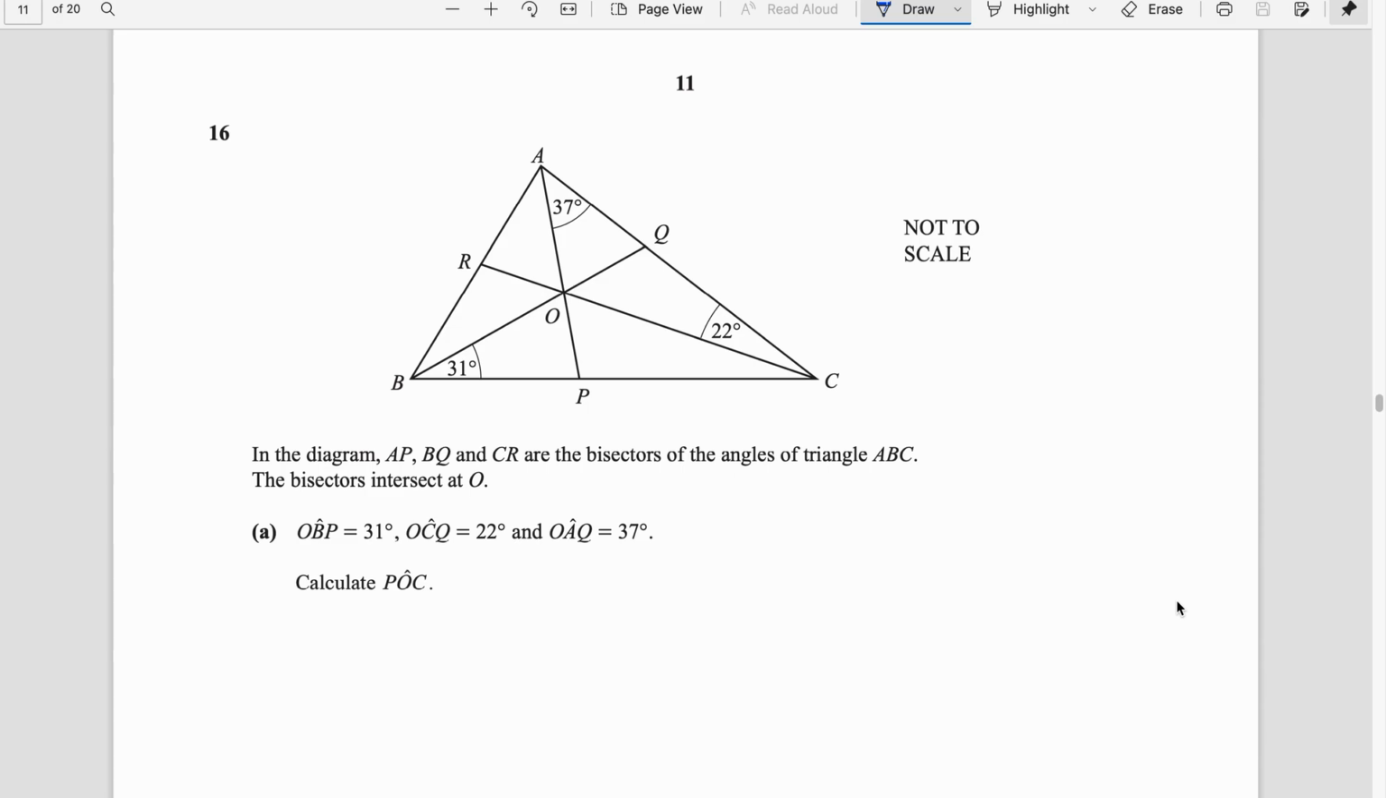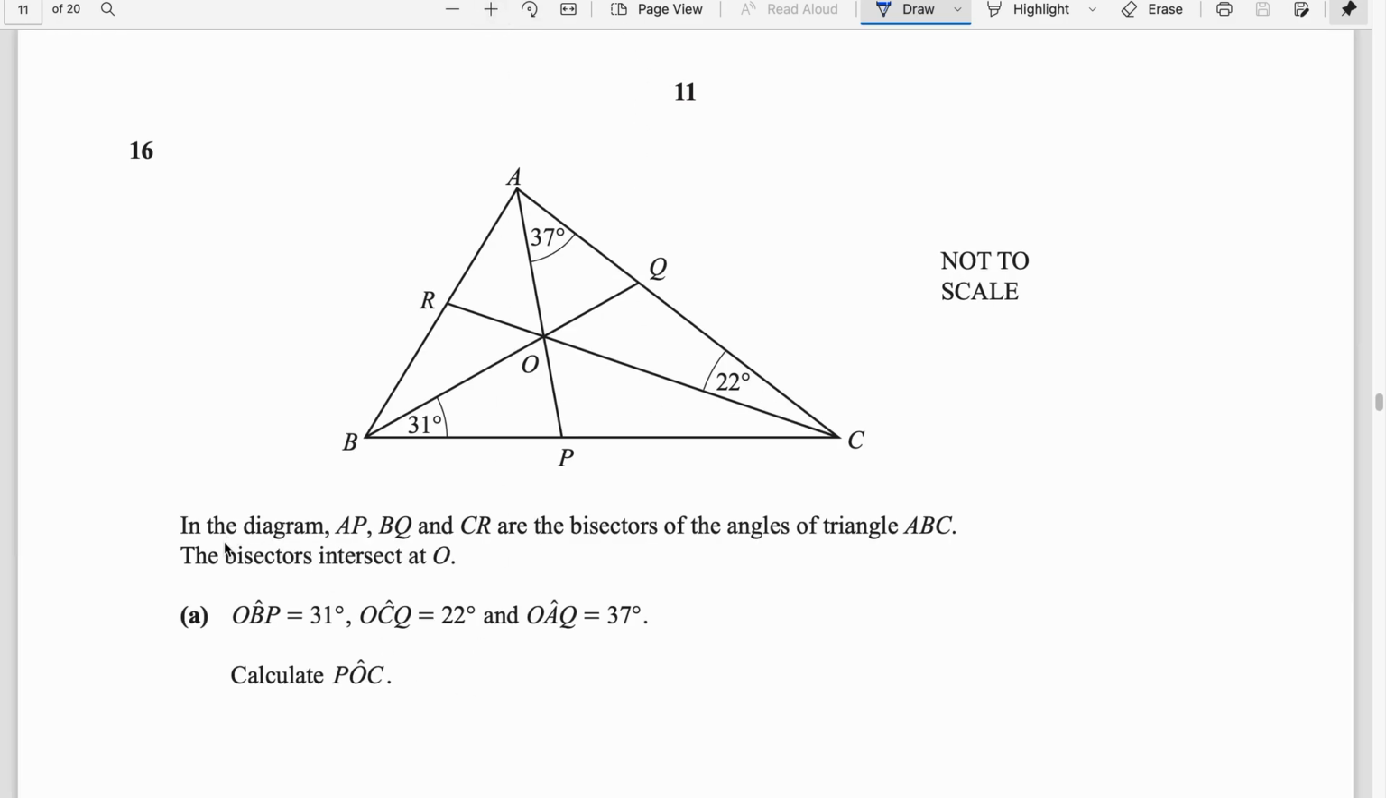Question number 16. In the diagram AP, BQ, CR are the bisectors of angles of triangle ABC. Okay, these are the bisectors, what we may need, but these angles are known. The bisectors intersect at O. OBP is 31, 22 and 37 respectively. Calculate POC. So we need to find this angle POC.